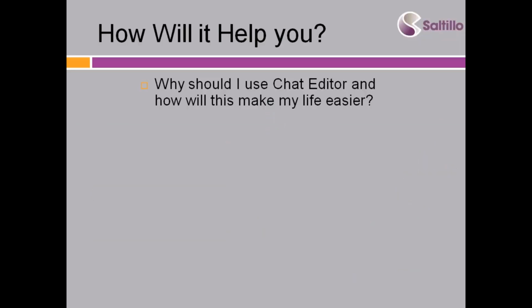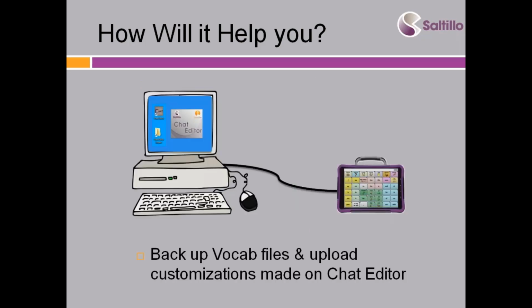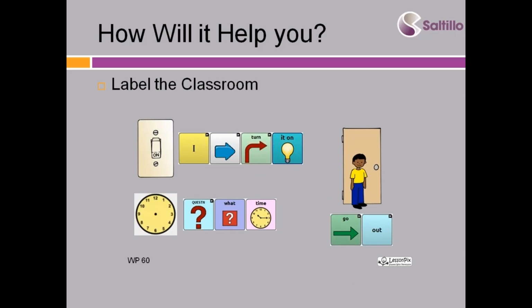So how is it going to help you? It's going to make your life easier. You can make things for around the room. There's all this stuff you can do. One of the most important things is it's going to help you back up your vocabulary files, and you can work on customizing somebody's vocabulary file on your computer so you do not have to have their device. So if you're supporting these devices in a school, you can work on it on your computer, and then you can just get the device and quickly transfer it. It helps you label things in the classroom.